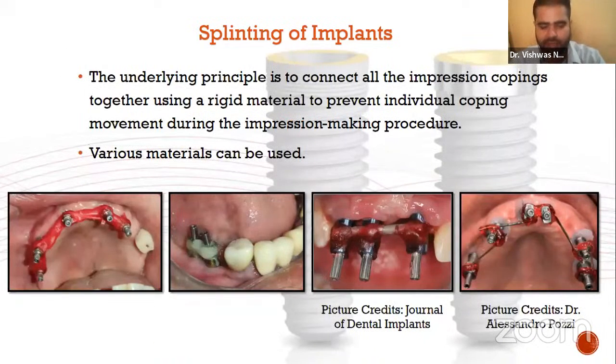Another way of making an accurate impression is splinting. The underlying principle is to connect all the impression copings together with a rigid material to prevent individual coping movement. If you take an impression where splinting is not done, the impression copings can rotate within the impression. But if you have splinted all these copings together, that 3D rotation of the copings can certainly be prevented. So the aim of splinting is to stabilize these copings during impression making, and also there could be some movement due to, say, polymerization shrinkage of the material. That can all be removed with the help of splinting.